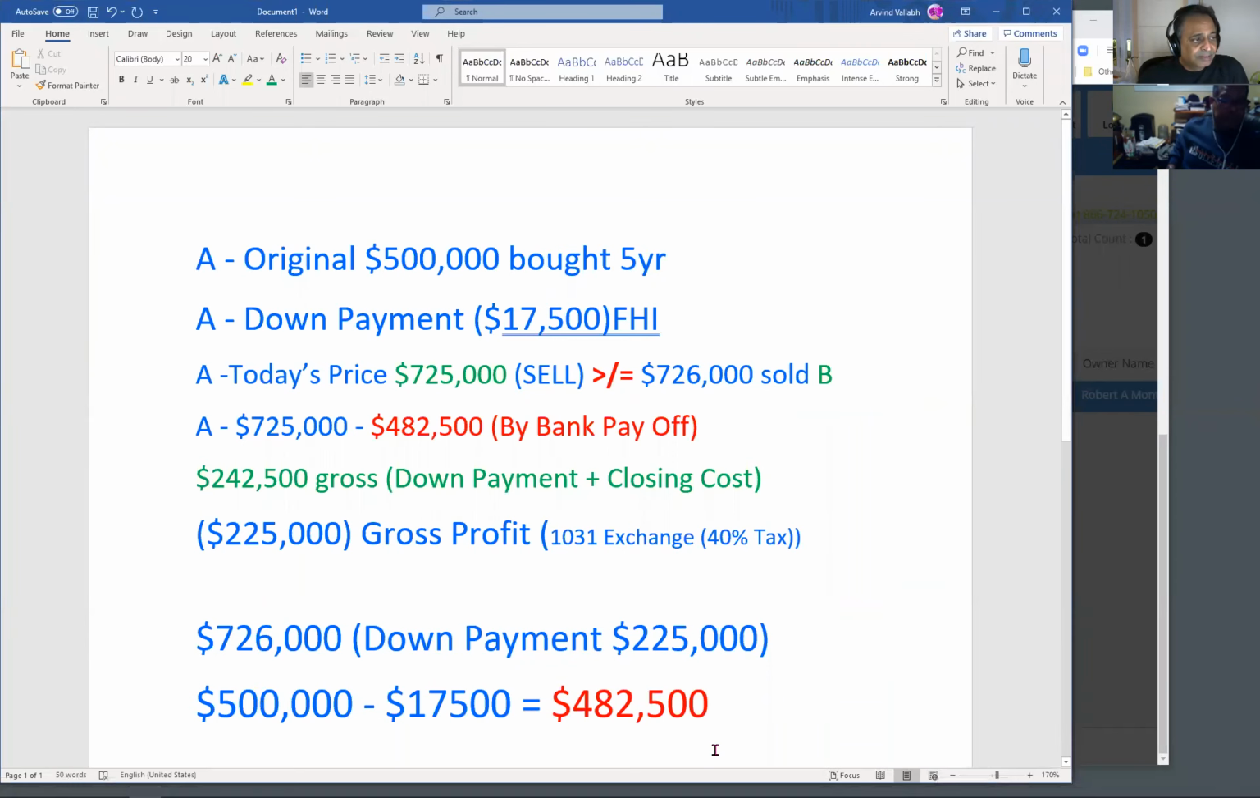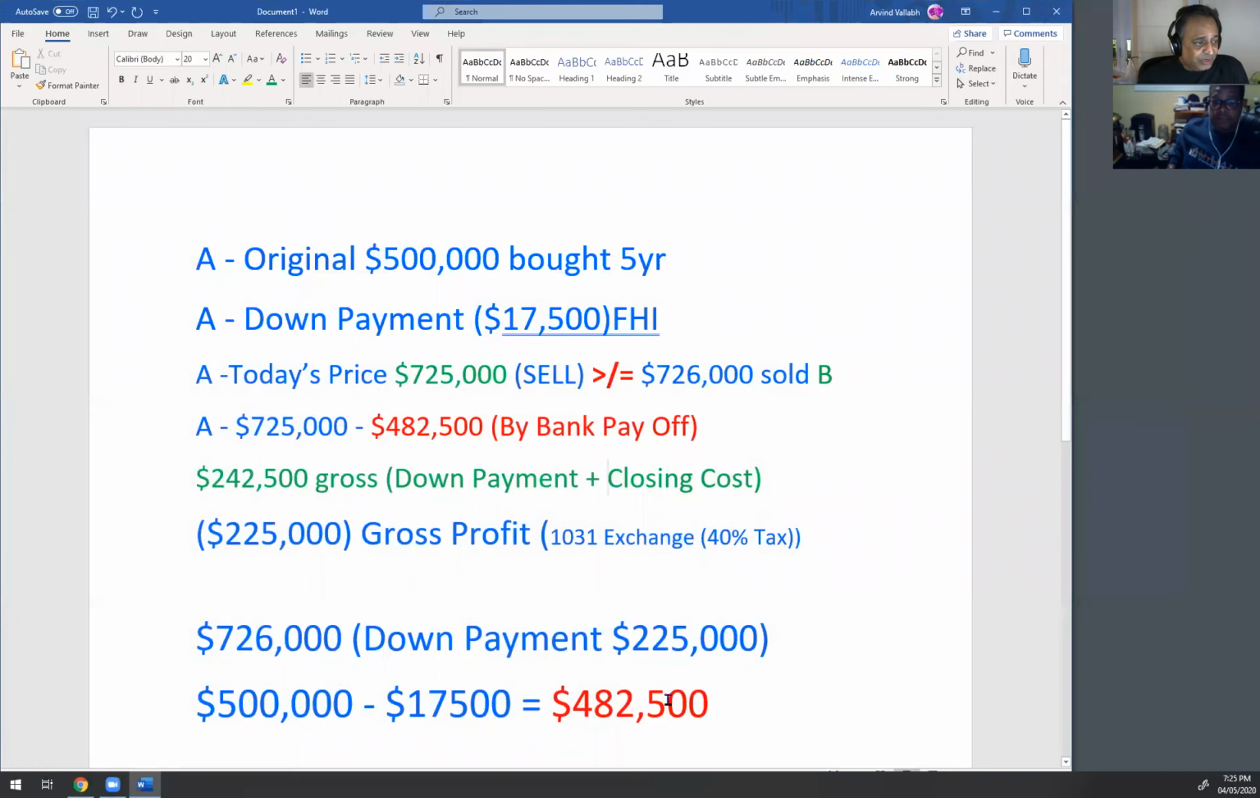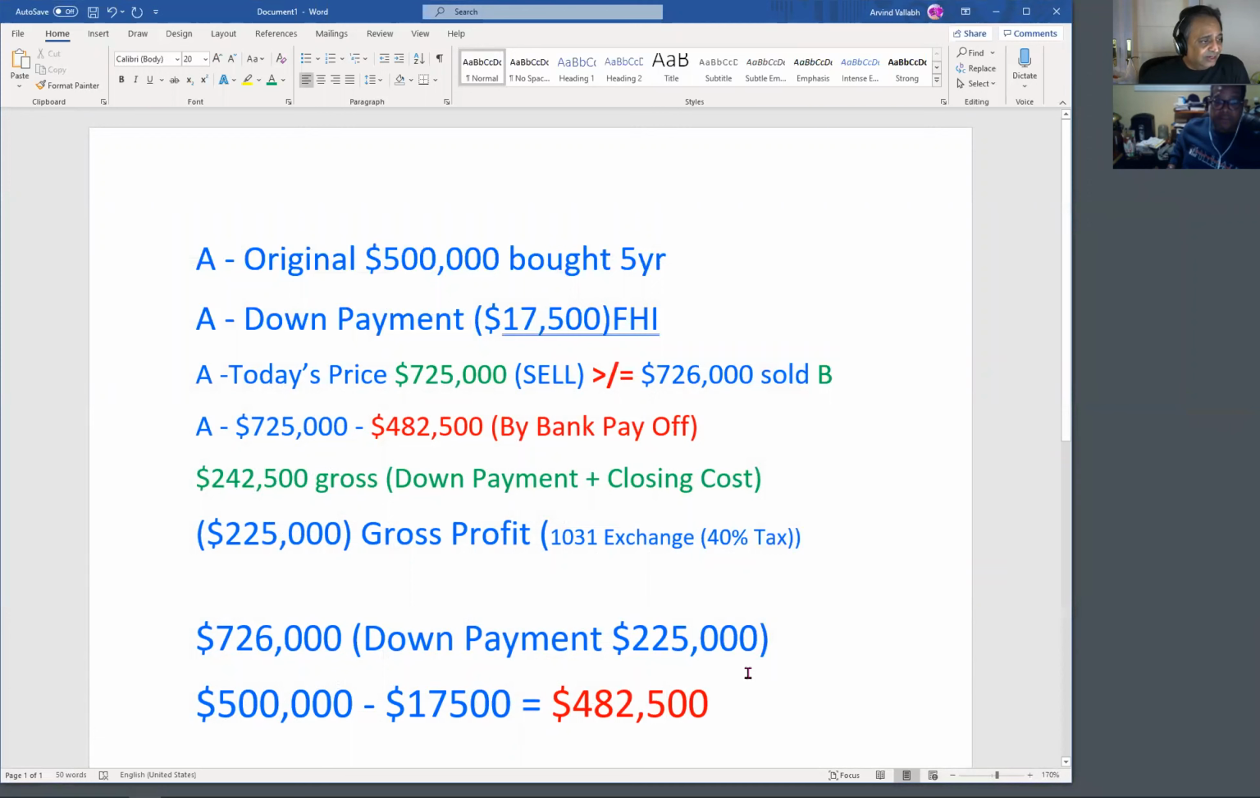The 225 is not 225. It's now 189.93. So I'm going to take this and make it 190. No, never round out, because that's when you're going to get in trouble.